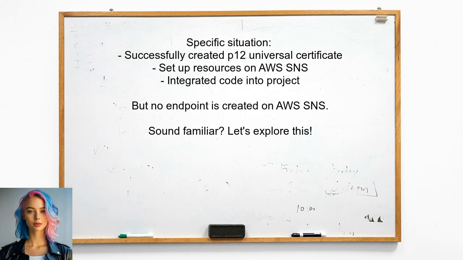Here's the specific situation we're addressing. A user has successfully created a P12 Universal Certificate, set up resources on AWS SNS, and integrated the necessary code into their project. However, despite the push manager registering successfully, no endpoint is created on AWS SNS. Sound familiar? Let's explore this together.